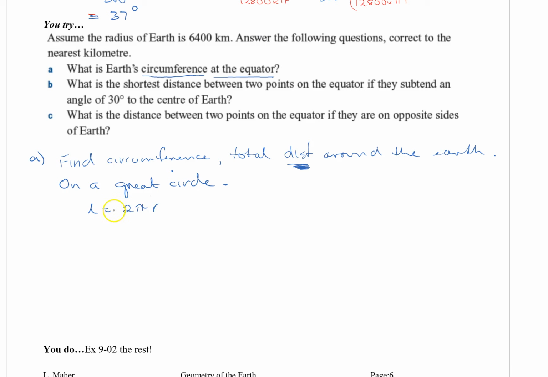We don't need the fraction. We don't want a fraction of this. We want the total distance. So 2 times pi times 6,400. And as you can see there, 2 times pi times 6,400 gives us this 40,212.3859.